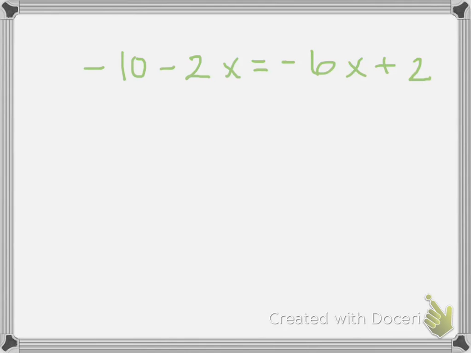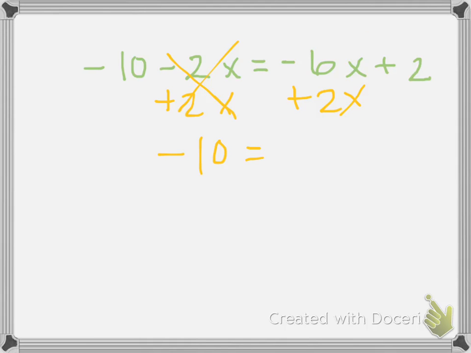Alright, again, I can see I have variables on opposite sides of the equal sign, and then I also have constants on opposite sides of the equal sign. I'm going to combine my variables first. I'm going to move my negative 2x by adding 2x on each side. This cancels out because it's 0, and I'm left with negative 10 equals.